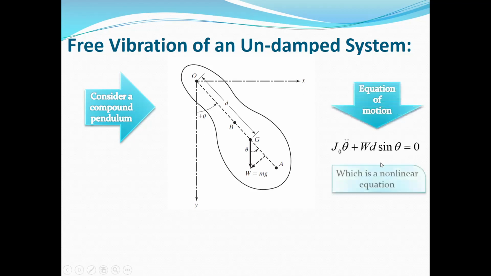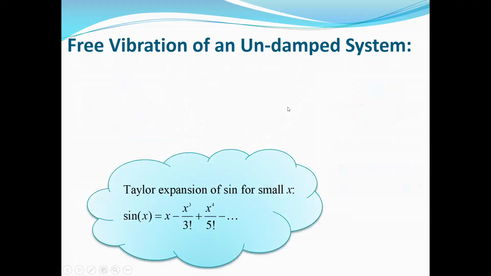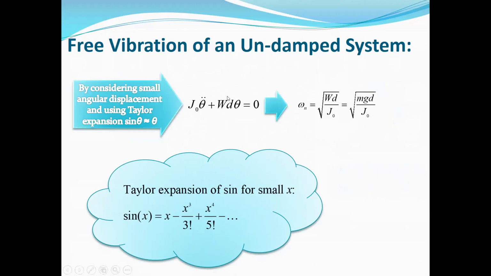So the equation of motion for this system can be easily obtained: J naught theta double dot plus W d sine theta is equal to 0, where J naught is the mass moment of inertia about point O. And this is a nonlinear equation. As I told you, you can use the Taylor expansion for a small motion, for a small displacement. When theta is small, we can consider that sine theta is equal to theta. So instead of sine theta, we substitute theta, similar to the simple pendulum, and we can extract the natural frequency for this system, which is equal to the square root of W d divided by J naught, and W is equal to M times G times D divided by J naught.